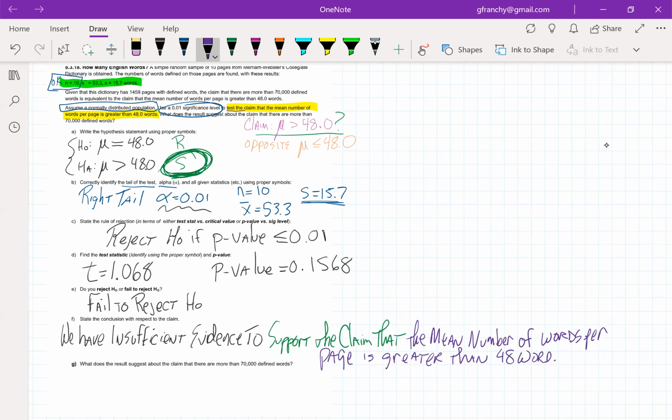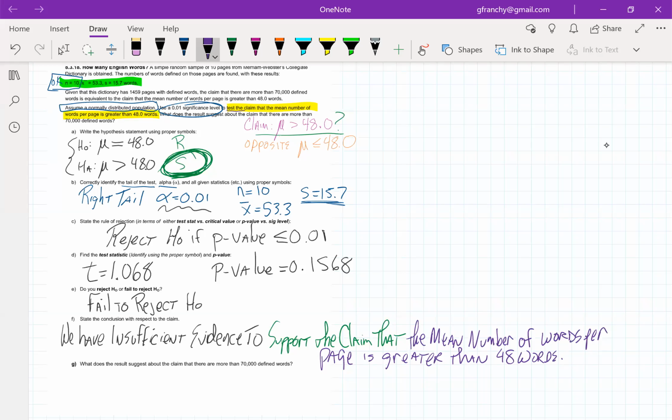So let's read that in its entirety. When we put it together, we're putting it together in 3 separate pieces. Don't forget to go back and read it all the way through. So we have insufficient evidence. We don't have the evidence to support the claim that the mean number of words per page is greater than 48 words. So our sample result was consistent with a mean of 48 words. That doesn't mean that the true population mean is 48, just means that our result was consistent with it. And when it comes time to making a decision about it, we're going to have to live as if that's our reality here.